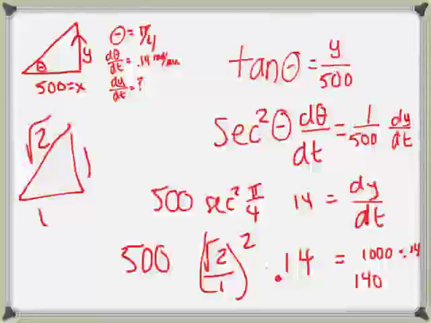And then units: we were told it's rising in feet per minute because our theta was in radians per minute. The angle's in radians. The 500, that's x on the bottom. We were told that's 500 feet. I forgot to write the feet.